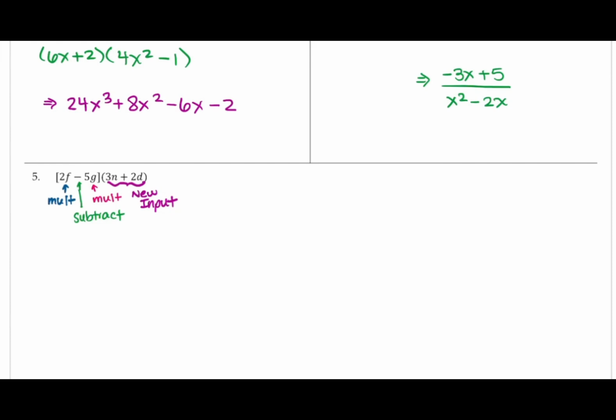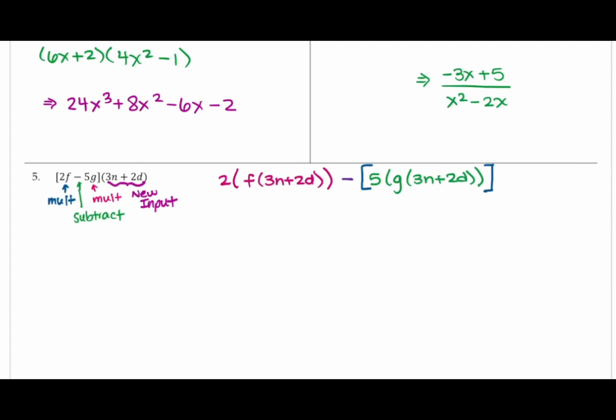So it's pretty much the same thing that we've done. It's just a mixture of operations happening all at once. So we're taking 2 times the f function, in which the input is 3n plus 2d, subtracting that, and we have 5 times the g function, where my input is 3n plus 2d. But anytime you are subtracting, do not forget to include extra grouping symbols. I normally put brackets, but you can put extra parentheses if you like.